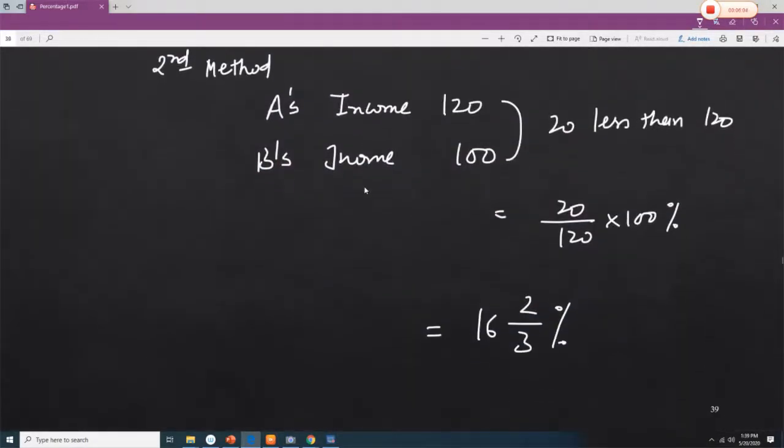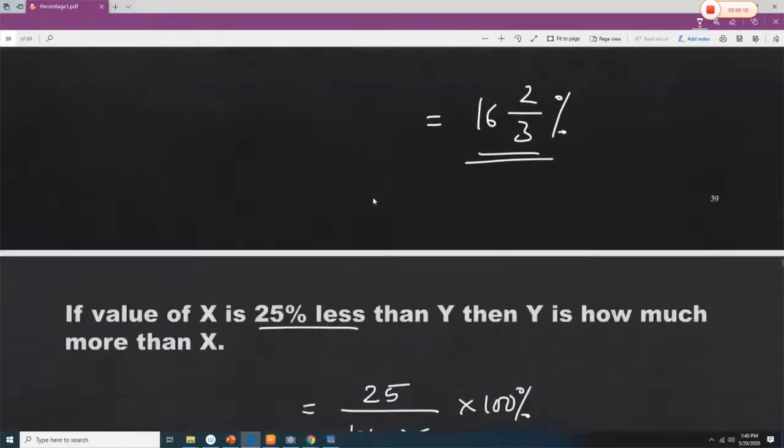Second method: if A's income is 120%, then B is 100, so 20 is less, so 20 over. What is A's income? It is asked with respect to A, so it is 120, so therefore it is 16.23%.